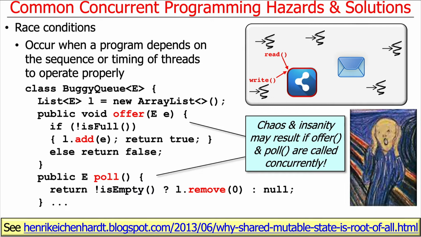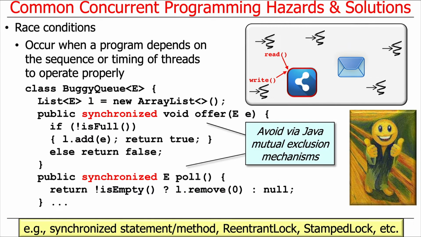If you want to learn more about this, there's an interesting article entitled something like "Why Shared Mutable State is the Root of All Evil in Concurrent Programs." And that indeed it is. It's the root of all evil. I usually use the scream to indicate chaos and insanity. To go from the scream to the happy face, I'm sure that Edvard Munch would be very disturbed by my modification to his wonderful painting.